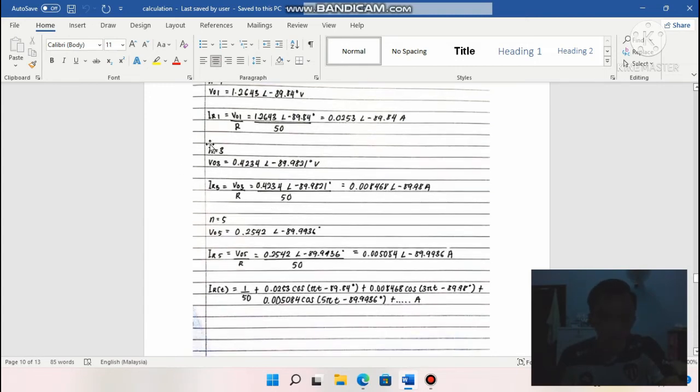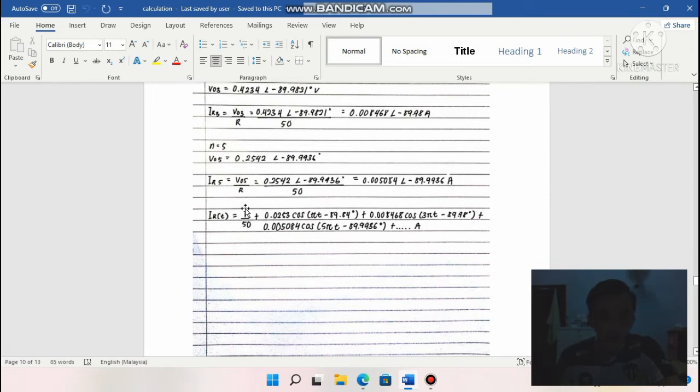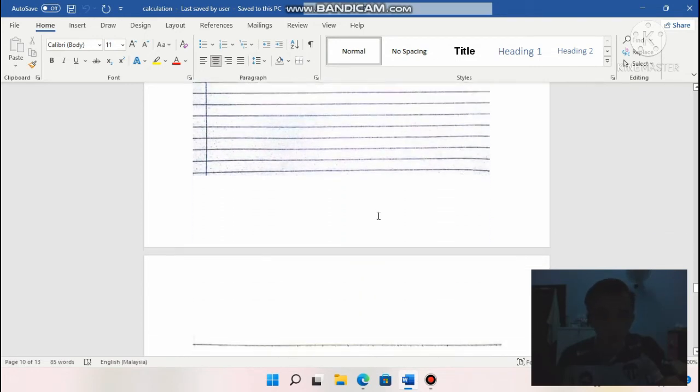The same step for N equal to 3, we put it into the equation. VO3 is divided by R, then we will get this answer. Next step is the same, N equal to 5, we put it into the formula VO5 divided by R, then we get this answer for IR5. Then we put it into one equation for IRT. So this is the answer of current at resistance.